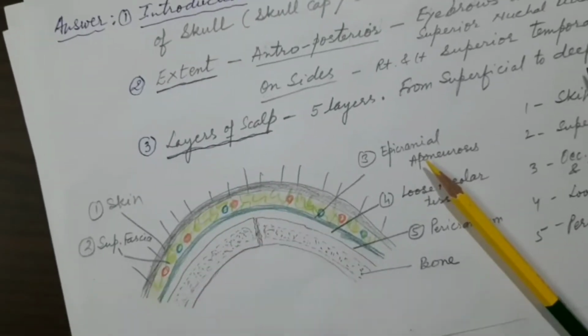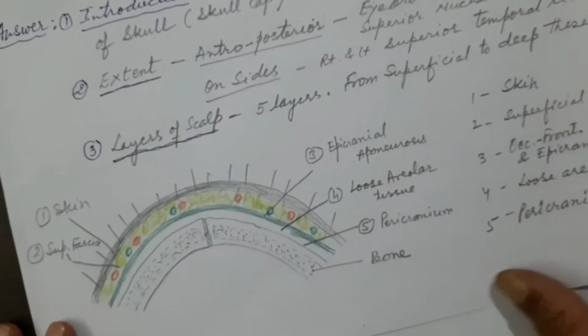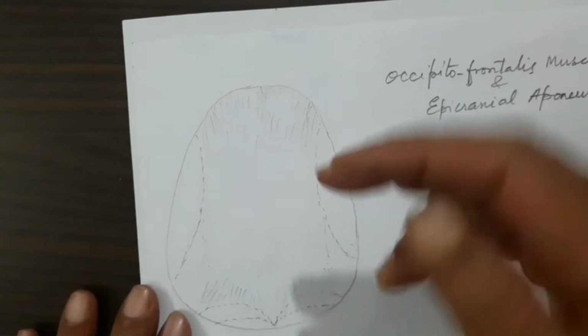The third layer is an epicranial aponeurosis, which I said is a common tendon between the bellies of the frontal belly and the occipital belly. Okay, let me draw the frontal belly and occipital belly of this muscle, which extend from the eyebrow.